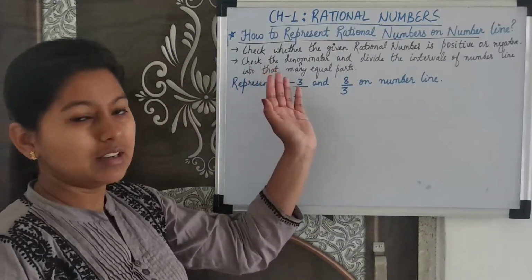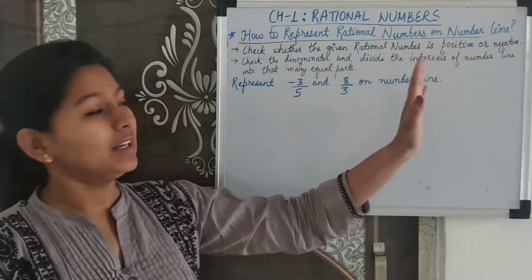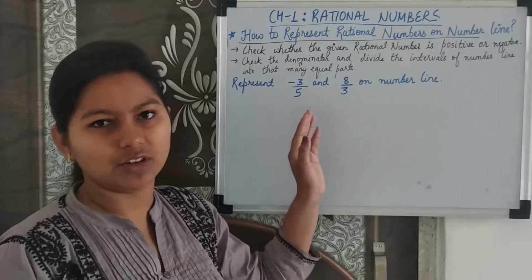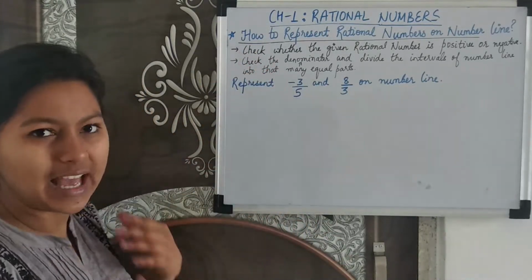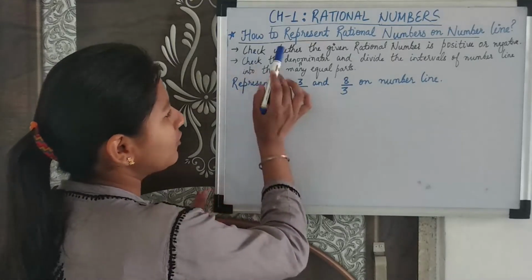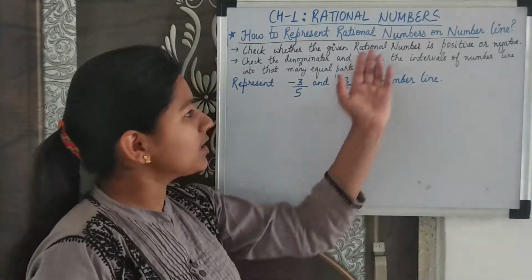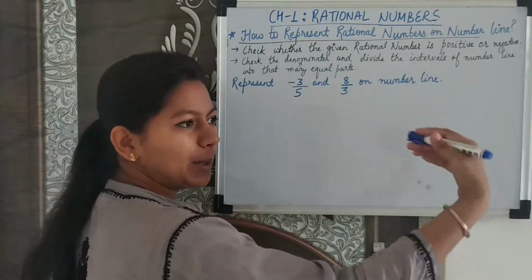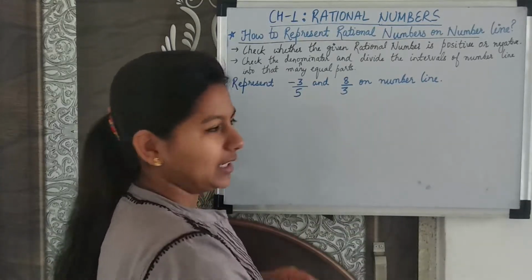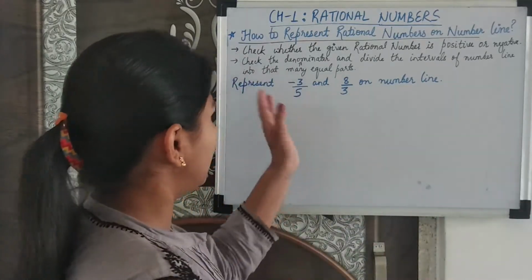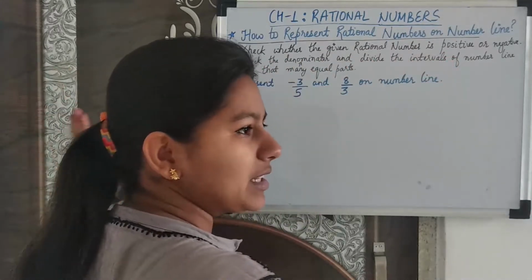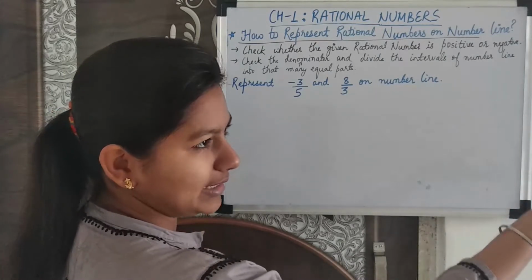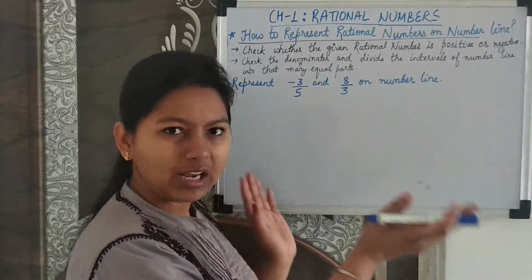How we can represent any rational number on number line? There are only two steps which we have to consider while representing any rational number on number line. It's very easy as well as interesting also. First we have to check whether the given rational number is positive or negative. If it will be positive, then definitely it will be represented on the right side of number line. That is on positive side of number line. If it's negative, then it will be represented on left side of the number line. So positive will be represented on right side and negative will be represented on left of 0.